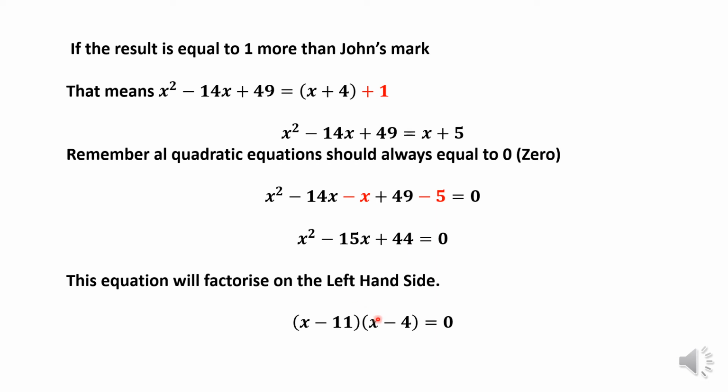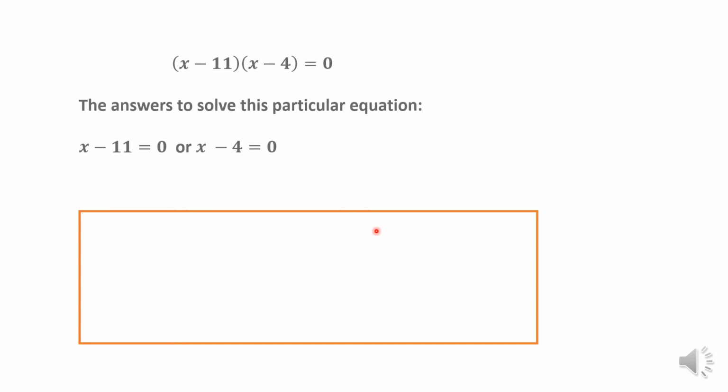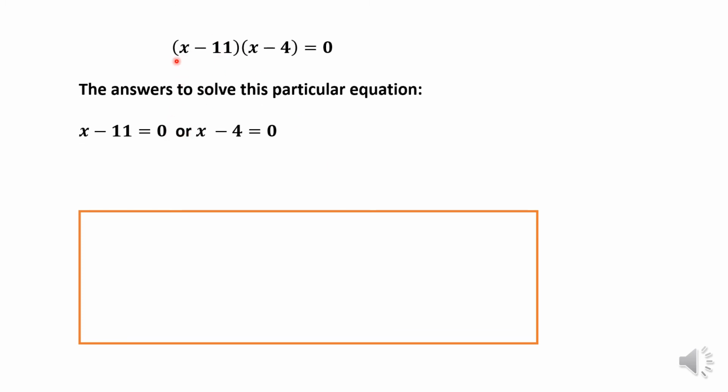So this is our equation. The left-hand side factorizes, which means we can definitely solve this equation. If both of these factors multiply together to give you 0, it means one of them is 0. So I can say the quantity x minus 11 is equal to 0, or x minus 4 is equal to 0. This is going to clean up and give us two solutions. One solution is x equals 11, and the other solution is x equals 4.